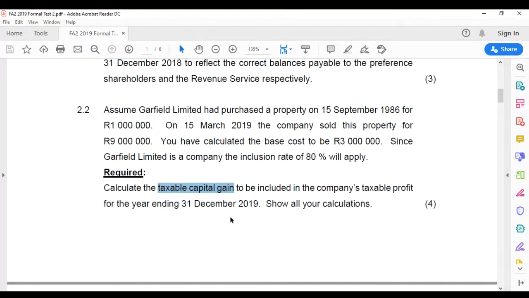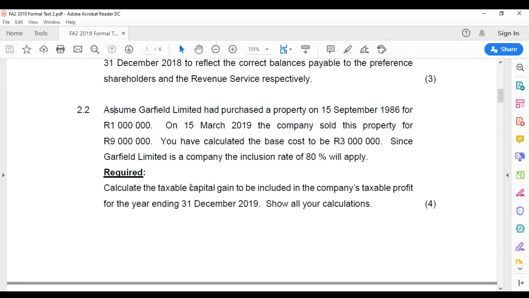Now, before we can calculate the taxable capital gain, you'll remember hopefully from that lesson, even though it was only made available over the weekend, some of you might not have seen it yet. But the fact remains, when it comes to a taxable capital gain, you first have to calculate the capital gain, and then a portion of that capital gain will be included in your taxable income. So now let's have a look at the question itself.